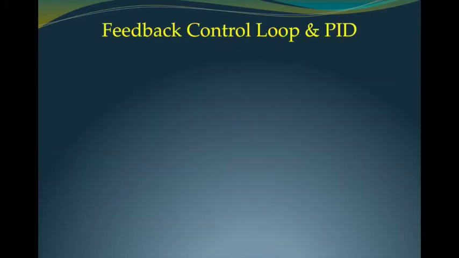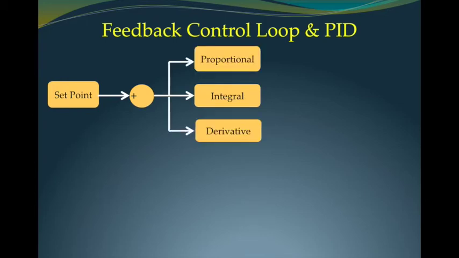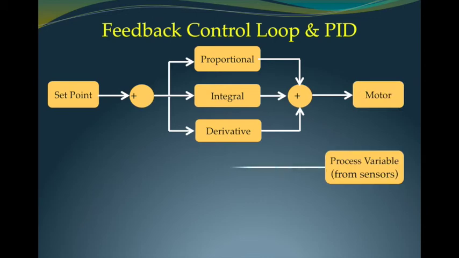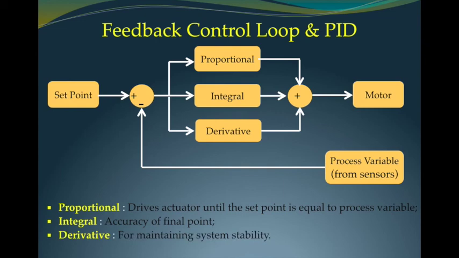Now we'll see how a PID controller is used in the closed loop method. A reference input is given to the PID controller. The PID controller processes it and gives the output to the motors. The proportional term drives the actuator until the output is equal to the reference input. The integral term allows accuracy at the final point, and the derivative is used for maintaining system stability.